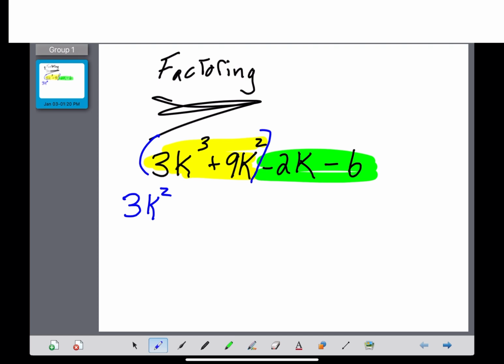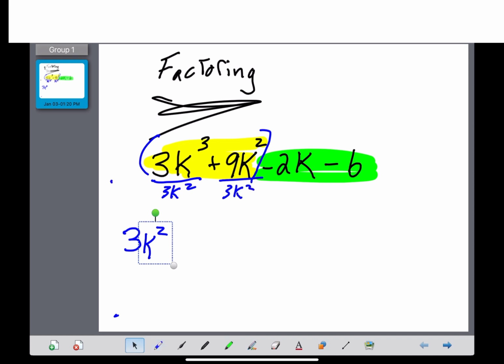And then, as a reminder, we take each of these parts and divide each of those parts by 3k squared to see what happens. If I take 3k cubed divided by 3k squared, the 3's cancel out, leaving me with k, plus 9 divided by 3 is 3. The k squareds cancel each other out. So there's the first one.